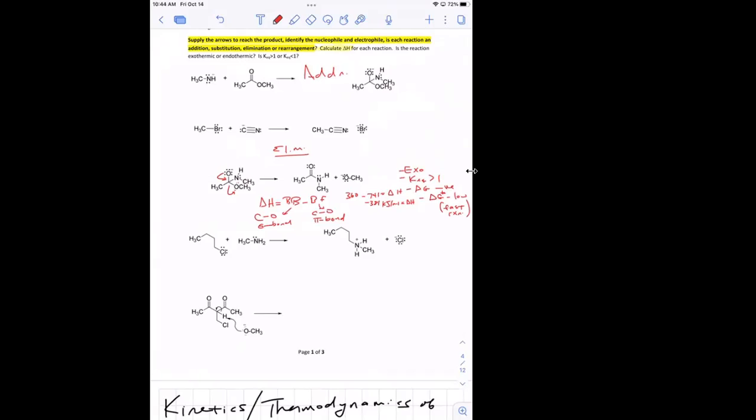Normally, if the class was fully in person, that's what we would do. We'd be sitting in groups working through these, not me just writing all the answers out. But we can't do that right now. So go through all the steps: what type of reaction, find the nucleophile, find the electrophile, put the arrows in, and then do the thermodynamic part.